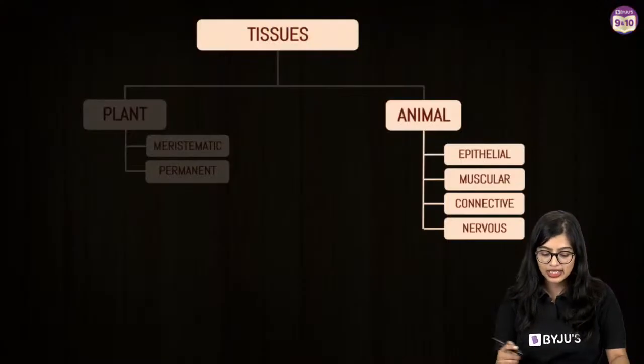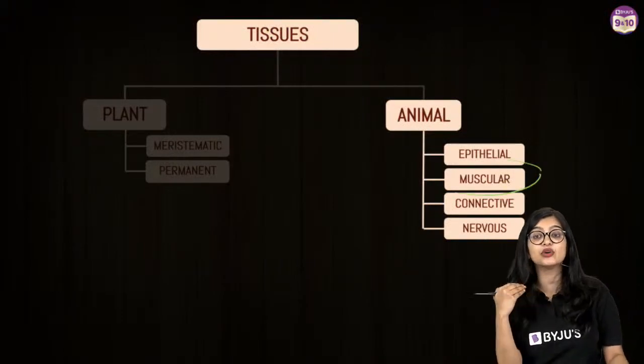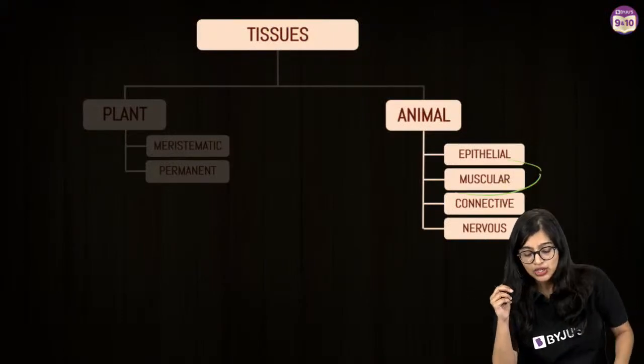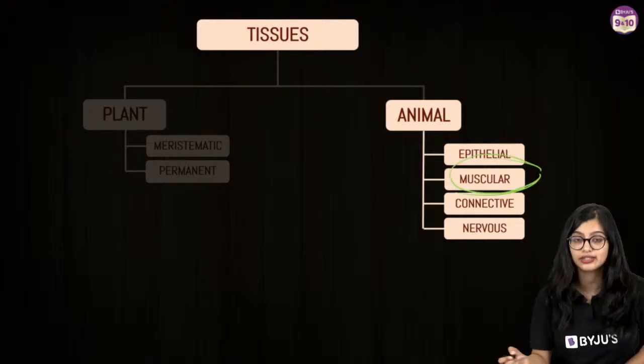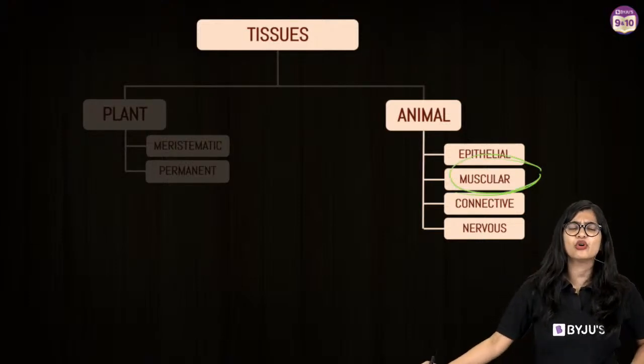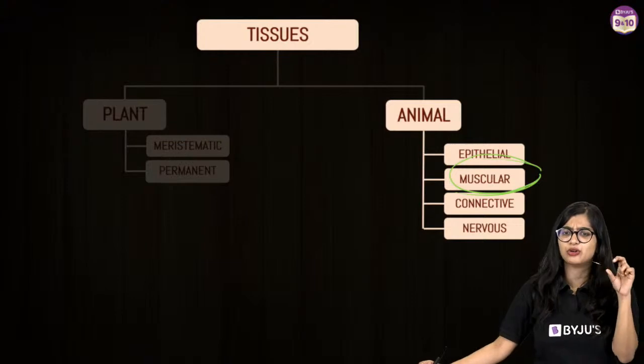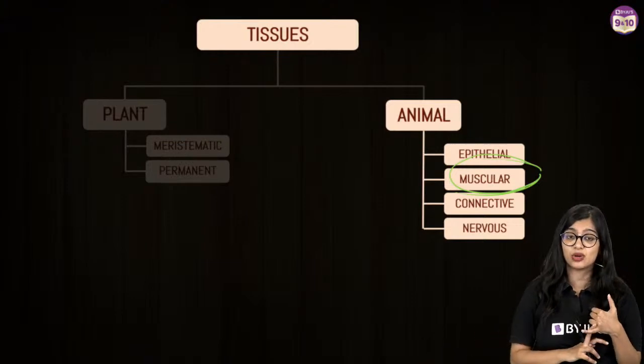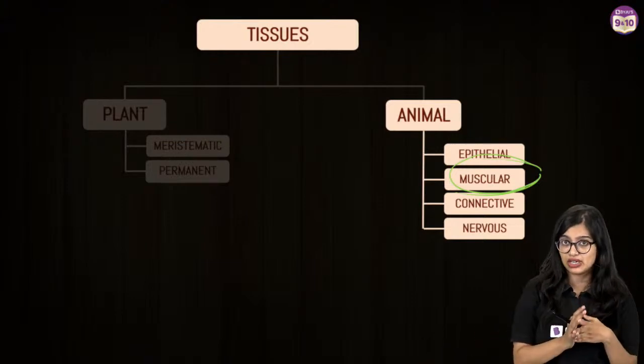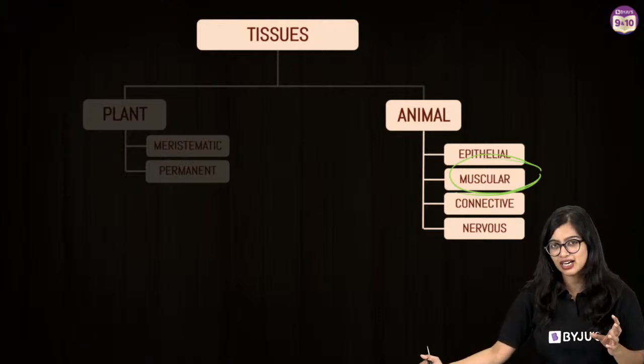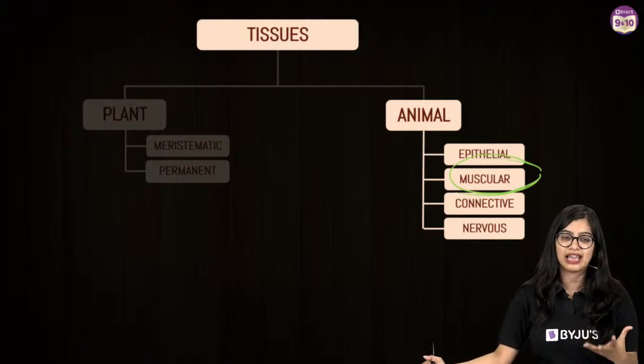Now we will move on to the next type, which is muscular tissue. So next up, we are going to move into muscular tissue. But before that, how many of you want to have a 2-minute break before I do the next set of things? Because next we have muscular, then connective, and then nervous. Trust me, muscular and nervous is very easy, but connective can be a little heavy.